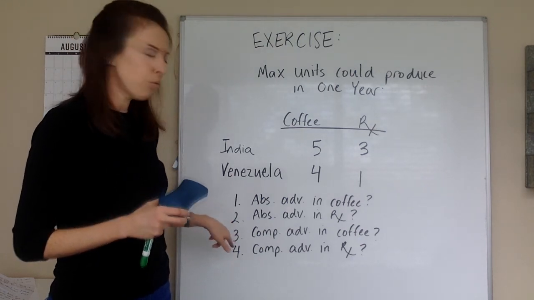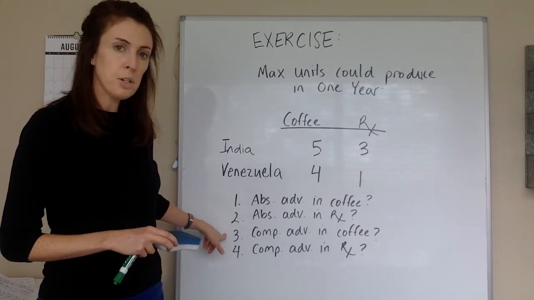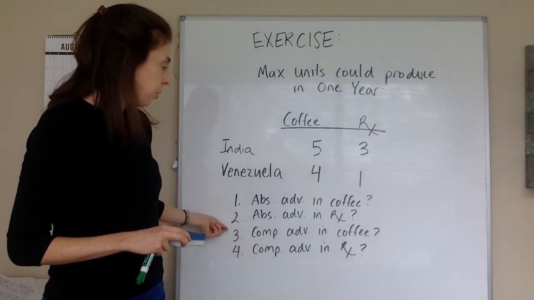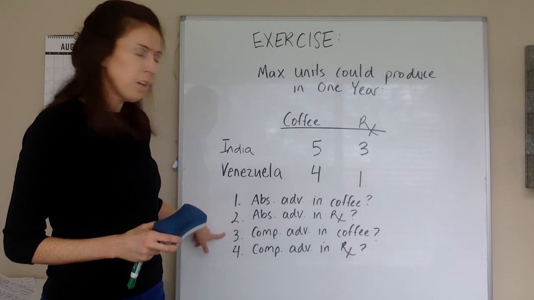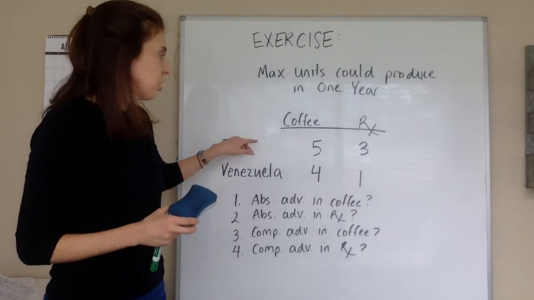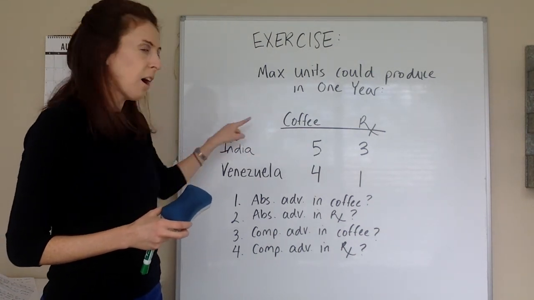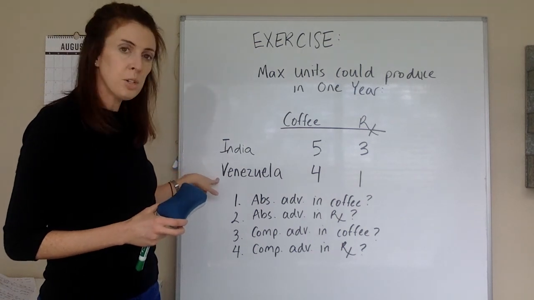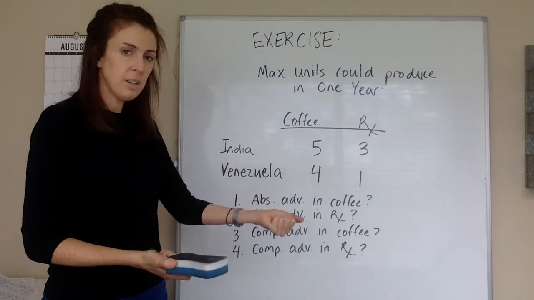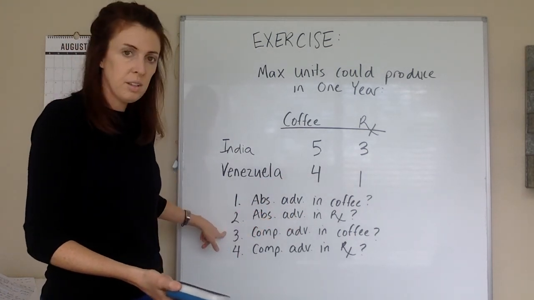The big hint for questions 3 and 4 is you need to calculate opportunity cost to be able to respond to 3 and 4 correctly. So for number 3, when you're trying to figure out who has the comparative advantage in coffee production, you need to go to the table. You need to say, what is India's opportunity cost to make 1 unit of coffee? What is Venezuela's opportunity cost to make 1 unit of coffee? You have 2 opportunity costs now, one for India, one for Venezuela. You look at which one's smaller. That's your answer to 3.